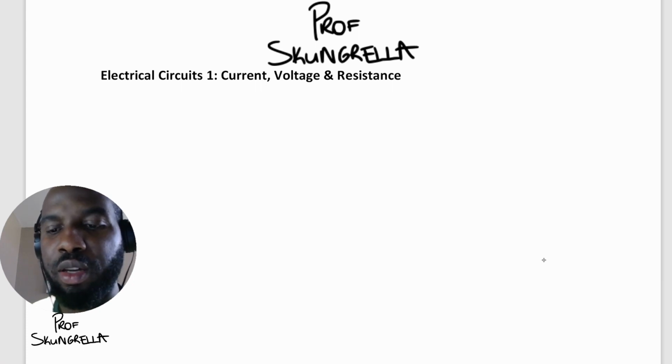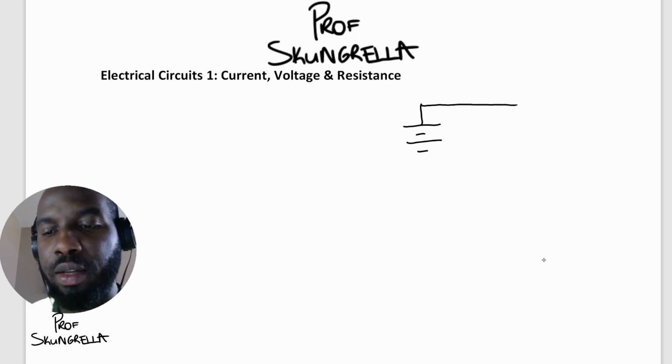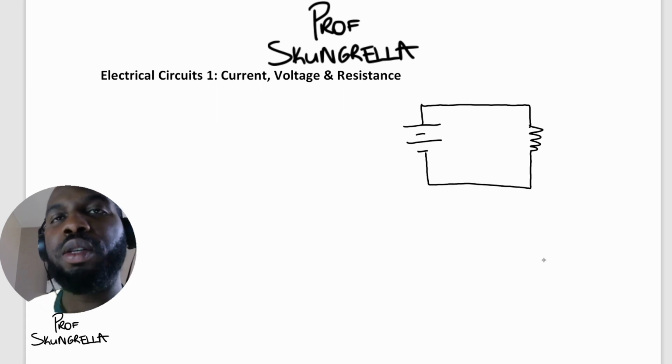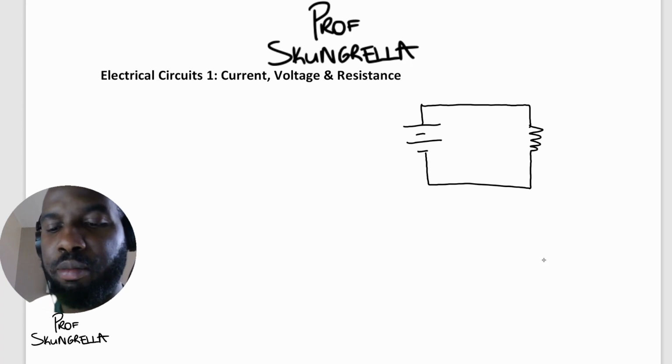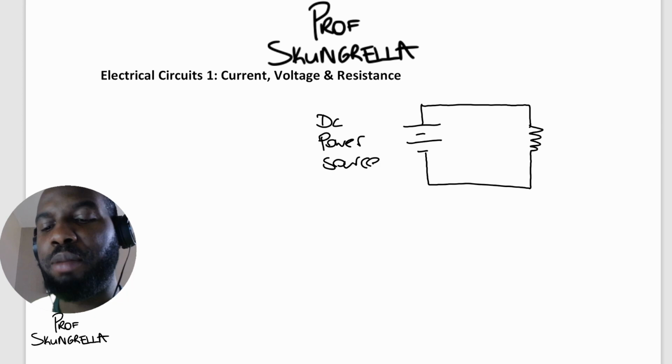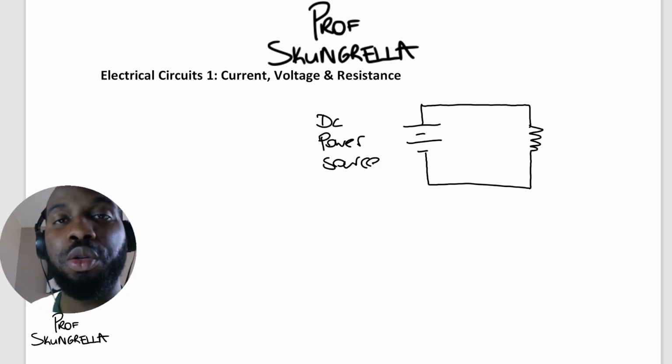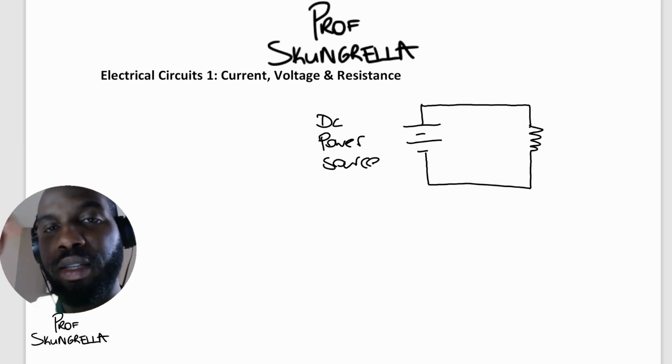Let's start with the electric circuit and start with a symbol for a battery. And let's add a symbol for a load. Okay, so this is a DC power source. This is the symbol for a DC power source. And of course, today we will also look at the difference between DC and AC, or alternating current and direct current.